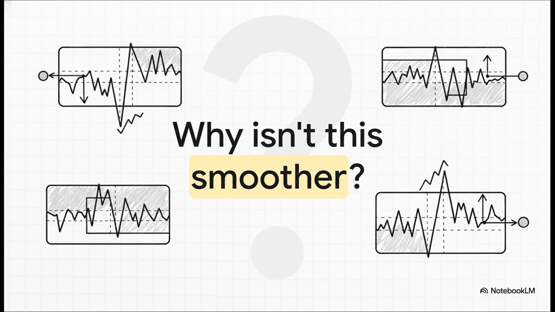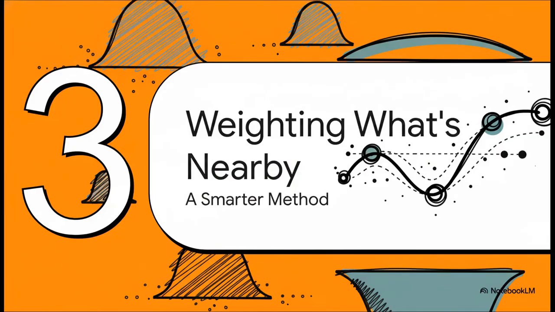So what's the problem with this simple approach? Well, think about it. Every time our sliding window moves one step, a data point at the back drops out, and a new one enters at the front. If those 2 points are really different, our average can jump all of a sudden, and that's what creates those wiggles. Okay, so that jumping average is our enemy here.